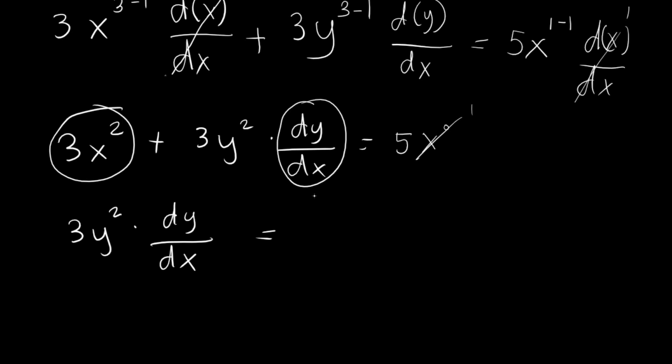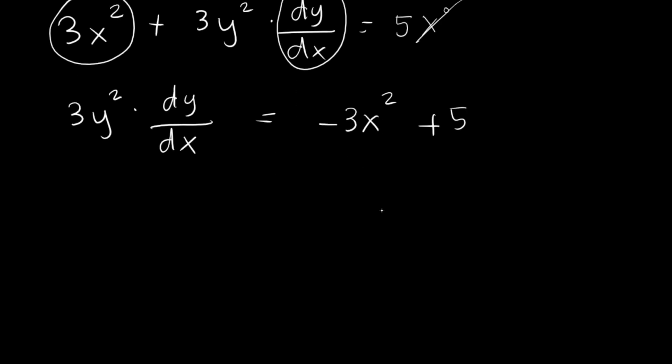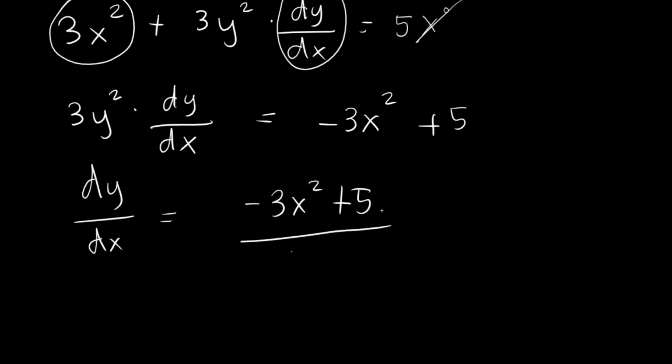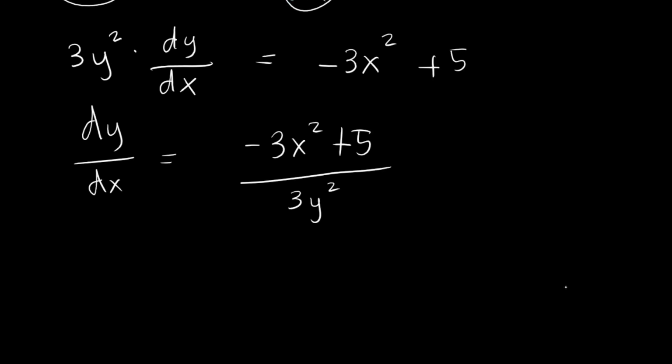So, unti-untiin natin, guys. So, 3y squared times dy over dx equals, lipat natin si 3x squared sa kabila. Actually, parang transpose, ganyan. So, magma-minus ka ng 3x squared sa magkabilang side. So, that will be negative 3x squared. Okay? Tapos, may 5 ka pa dito, wag mong kakalimutan, plus 5. Ngayon, anong target natin? Manatili si dy over dx sa one side of equation. So, that will be derivative of y with respect to x is equal to negative 3x squared plus 5 all over 3y squared.